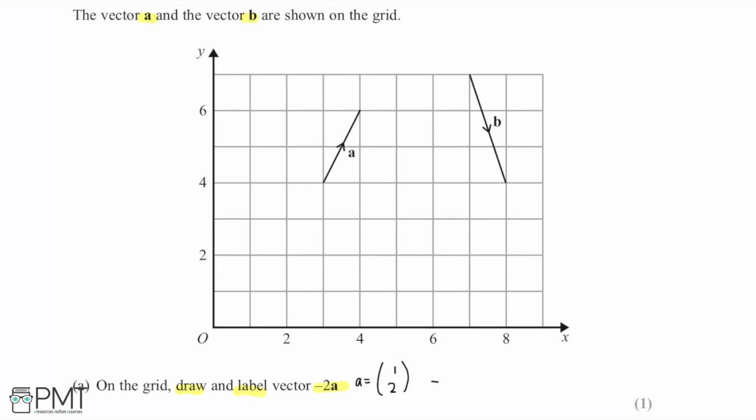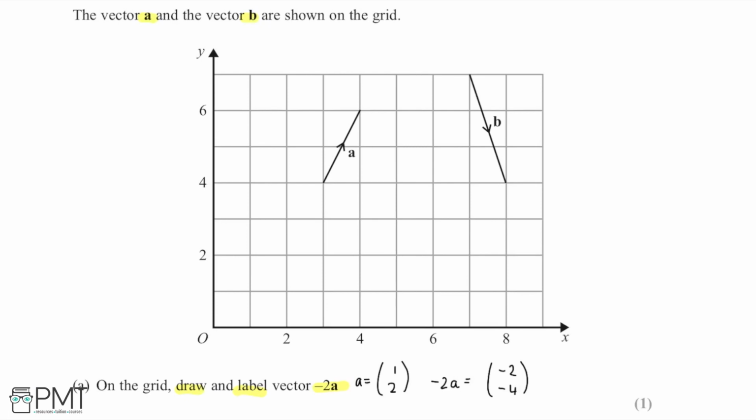Now to find -2a, which is what I need to draw on this grid, I simply need to multiply the vector A by -2, and I can just multiply both the top and the bottom of this column vector by -2 because -2 is just a numerical value that I'm scaling this vector by. So -2 multiplied by 1 is -2, and -2 multiplied by 2 is -4.